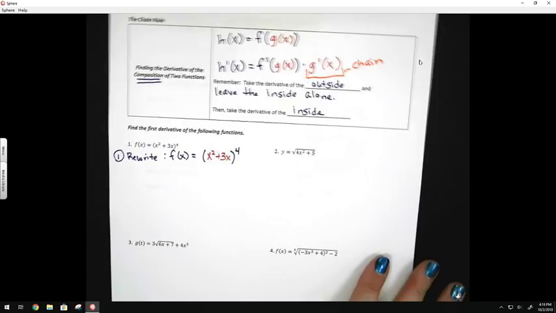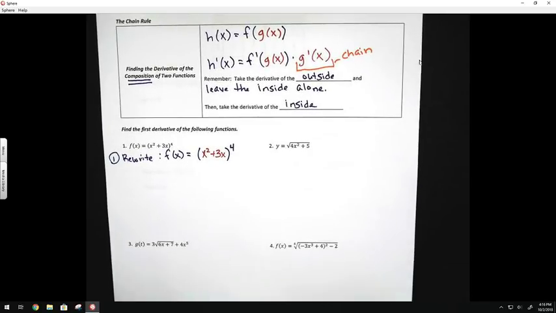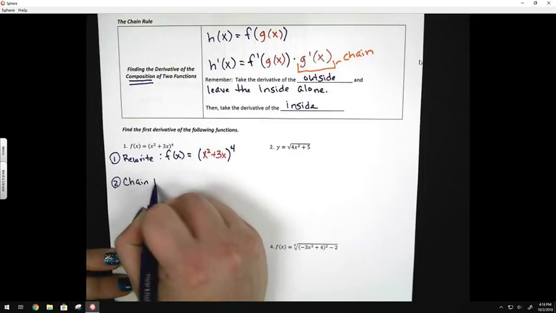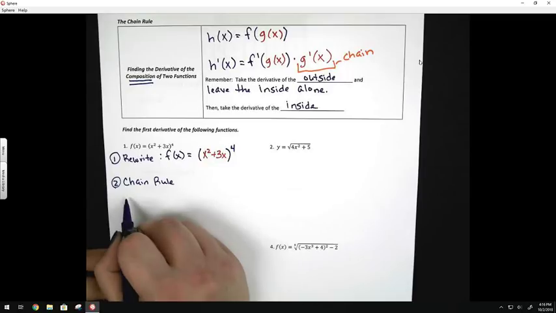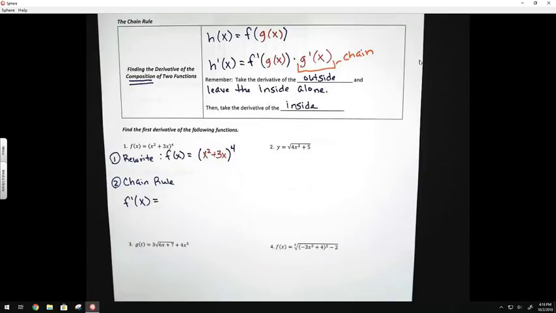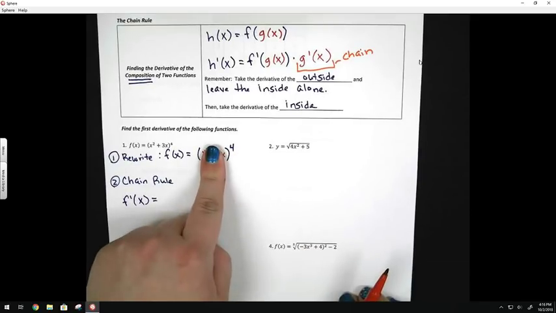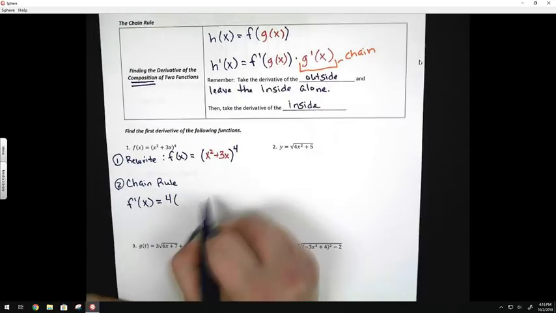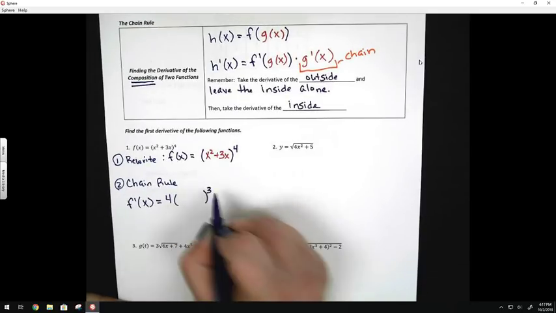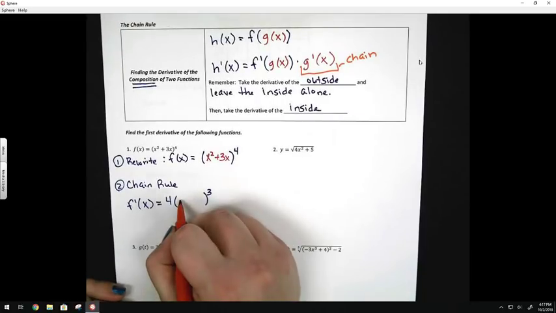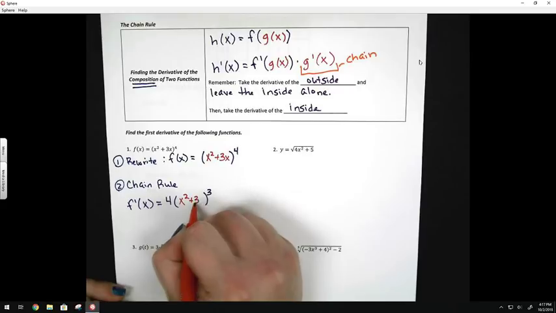Then the next thing I'm going to do is actually apply the chain rule. So step 2 is now to take the derivative using the chain rule, which means f prime of x equals, I need to take the derivative of the outside function. If I have something raised to the 4th power, that's just a nice power rule. I'm going to drop the 4, so it becomes 4 times whatever raised to the 3rd power, because I have to subtract 1. That inside piece stays exactly the same. It's x squared plus 3x.